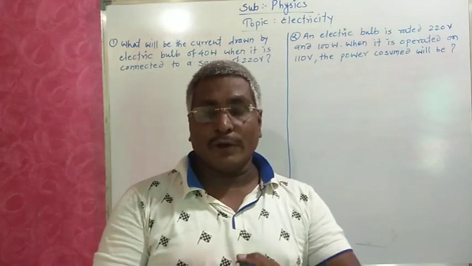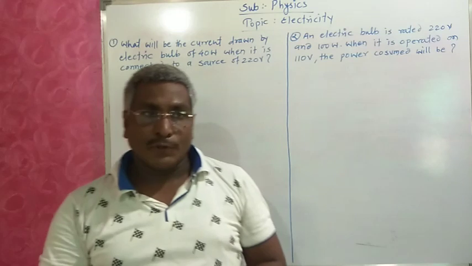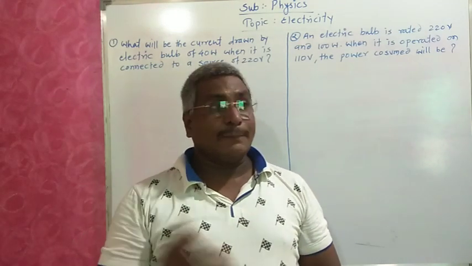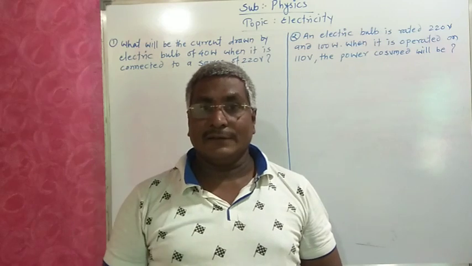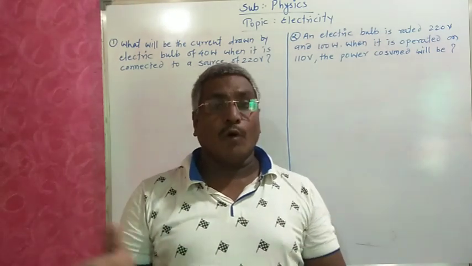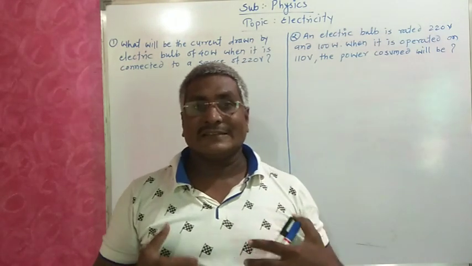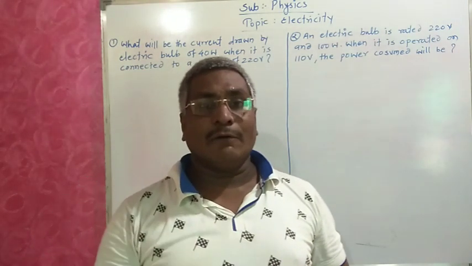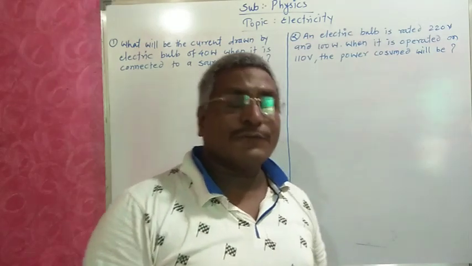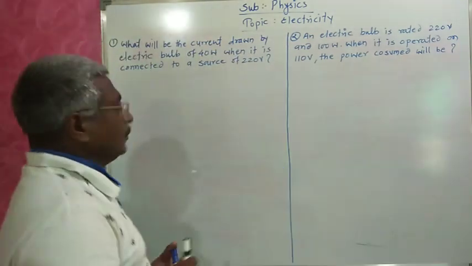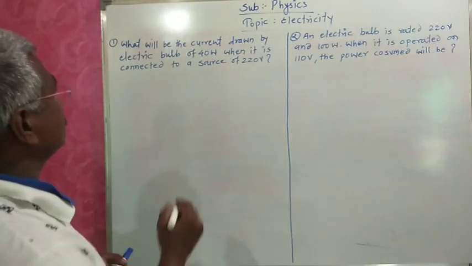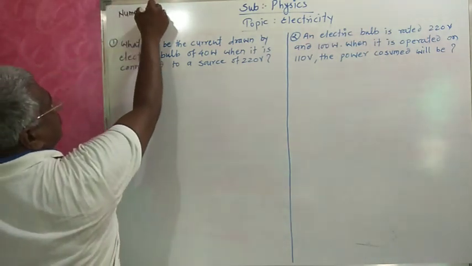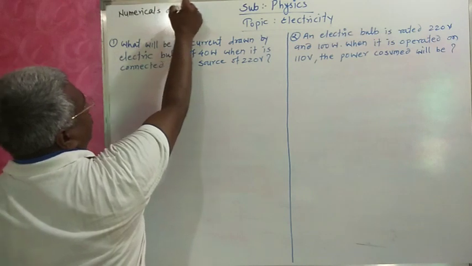In your home you are using electrical energy and you are paying the electricity bill also. So whether that bill is given correctly or not, or we are paying more while consumption is less, we can calculate ourselves. So how to find that? We will discuss numericals on power.